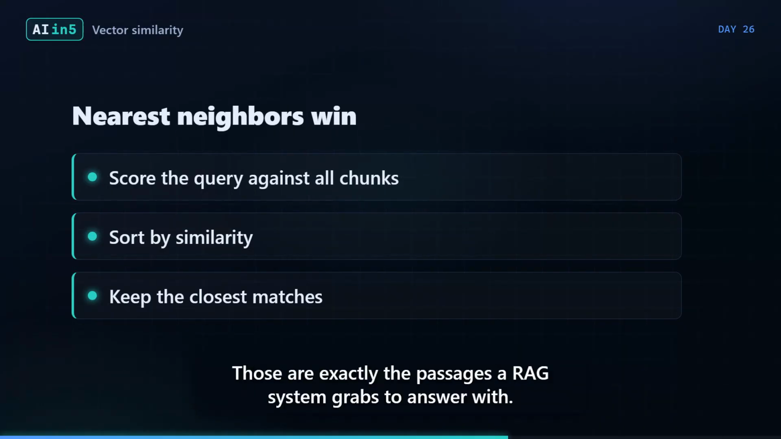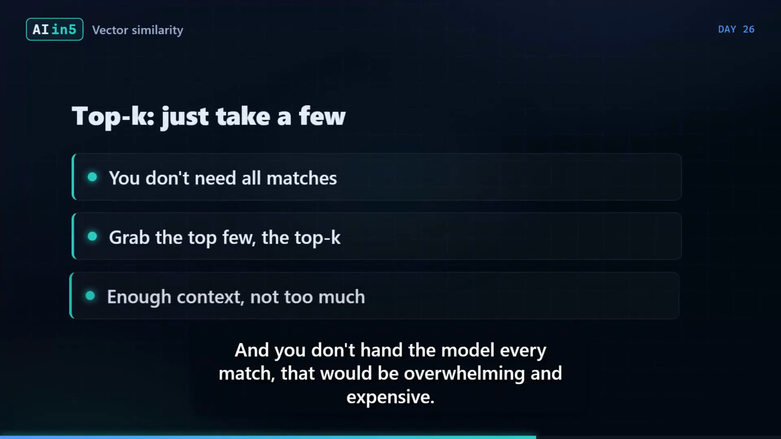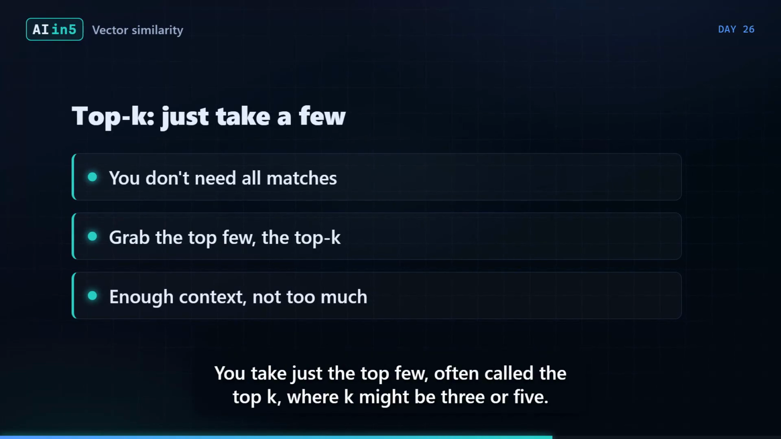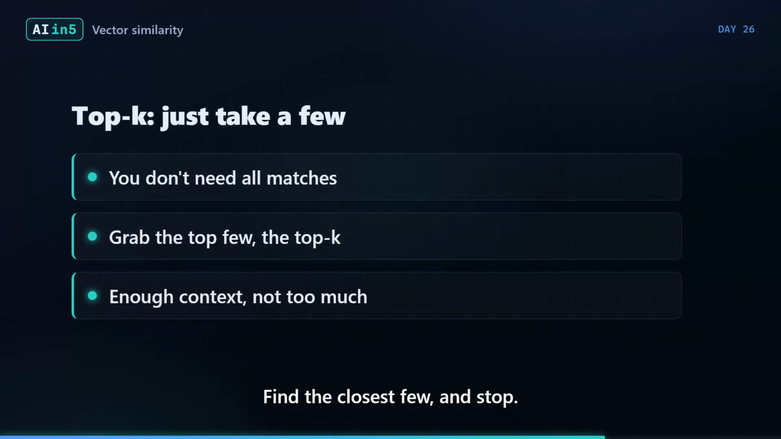And you don't hand the model every match. That would be overwhelming and expensive. You take just the top few, often called the top K, where K might be 3 or 5. Enough relevant context to answer well, without burying the model or your token budget under a mountain of text. Find the closest few and stop. Quality over quantity.